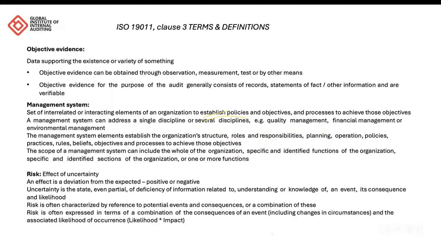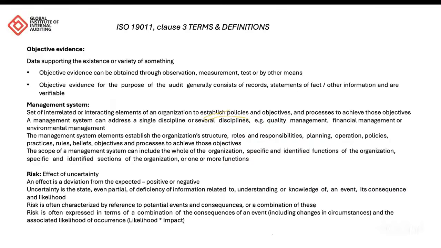So here I'm going to talk about management system: a set of interrelated or interacting elements of an organization to establish policies and objectives and processes to achieve those objectives. Because today we are talking about the guidelines for auditing management systems, we are not talking about what a management system is in depth. A management system can address one single discipline or several disciplines. I've said earlier that ISO, as far as I'm concerned, has a lot of management standards. We have mentioned a few of them: information security, quality management, occupational health and safety, environmental management, artificial intelligence management system, and the likes.